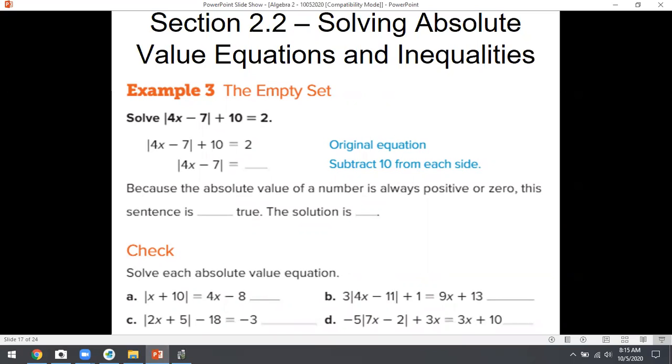And when you have no solution, they say, okay, your answer is the empty set. It's the set of no answers. There's no answers in it. Nonetheless, strategy keeps being the same. So you got yourself the 4x minus 7 inside your absolute value. The first thing I think you would do is subtract 10 from both sides, and you'd get that 2 minus 10 on the right would be negative 8.